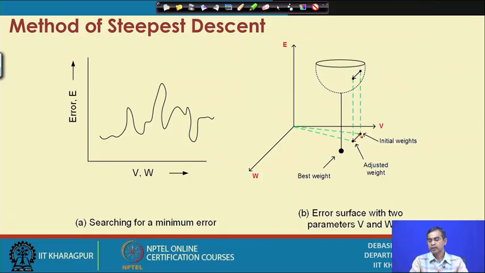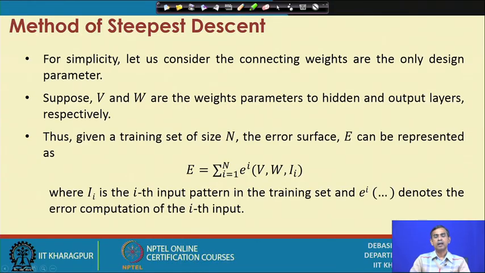So, if this is the current weights, then this is the adjusted weight at the next step. Now, we will see how from the current weights the adjusted weights can be obtained. That means, from the current weights V and W, how the adjusted weights V dash W dash can be obtained so that it moves towards the minimum error. This is the concept in the steepest descent method, and we will discuss how this concept can be implemented, and then how the back propagation algorithm follows. V and W are the network parameters.